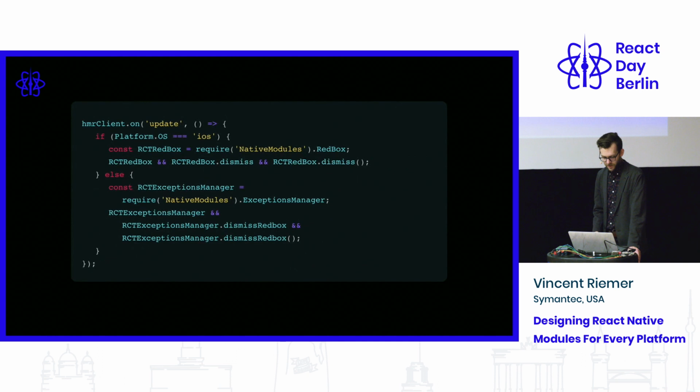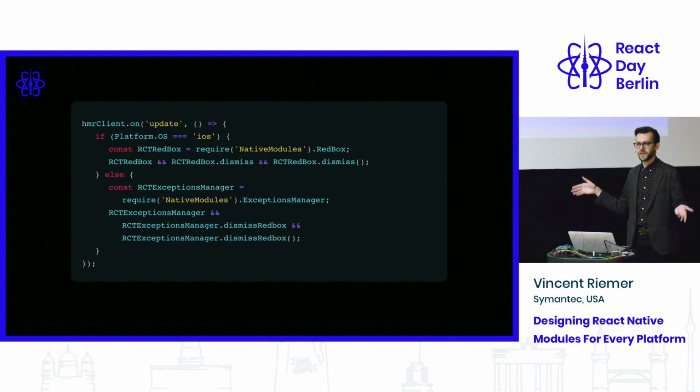And for another example, this is actually in the React Native core code. This is the hot module from the hot module reloading client. And you see here, this is actually decent because it's an if-else. But really, it's about thinking about this: why is this API different between Android and iOS?